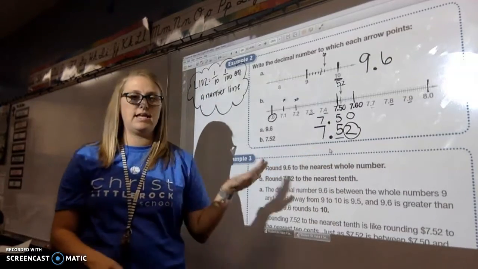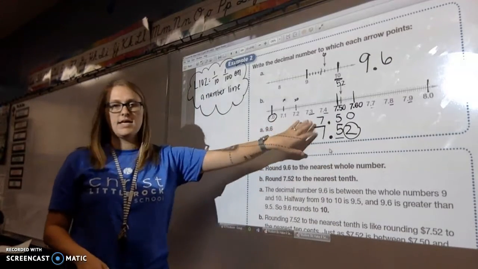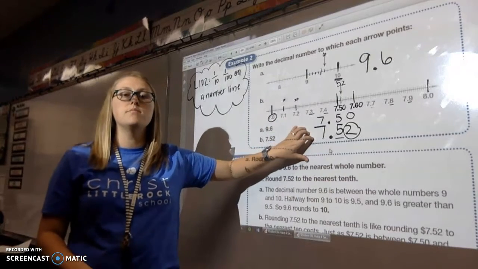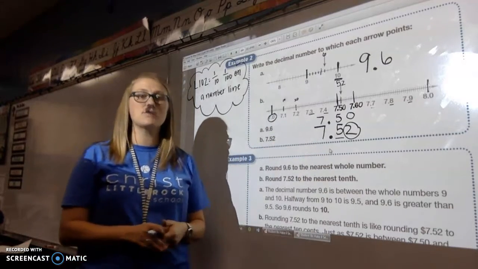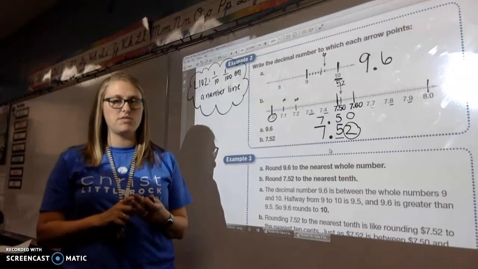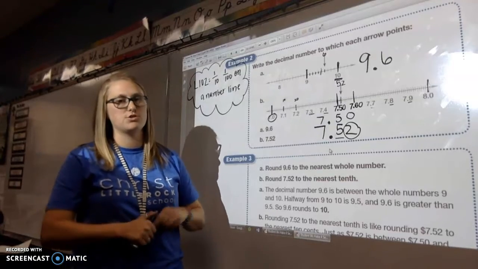Just like rounding any other time, the rules don't change, but you just have to make sure you're looking at the right place value, because the tenths place is very different from the tens place. So make sure that you're doing that correctly.